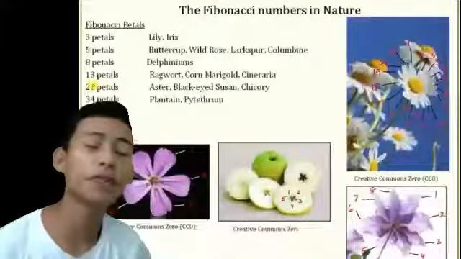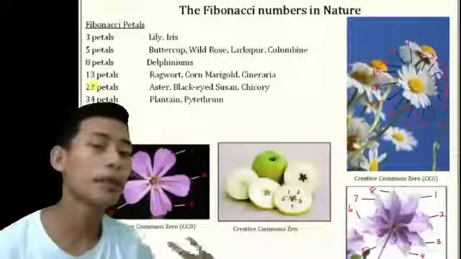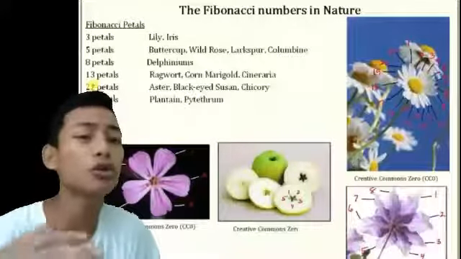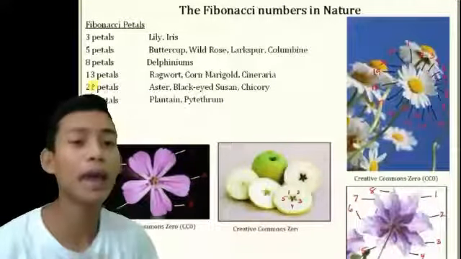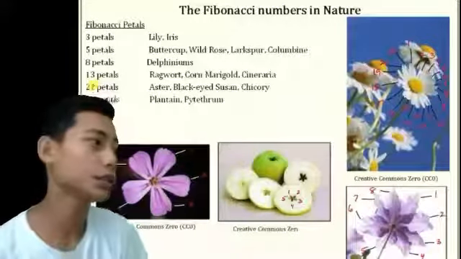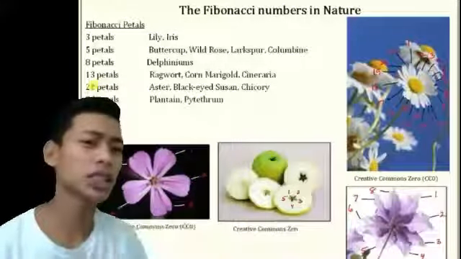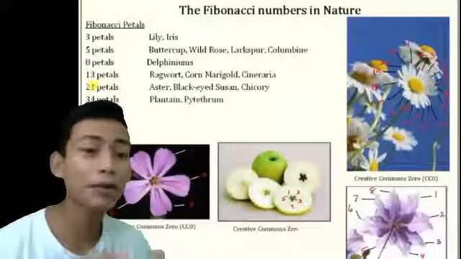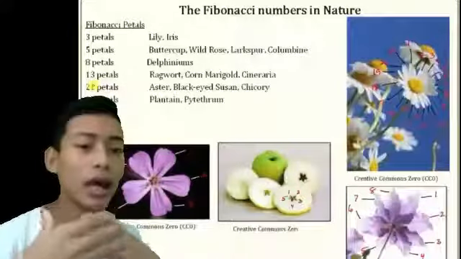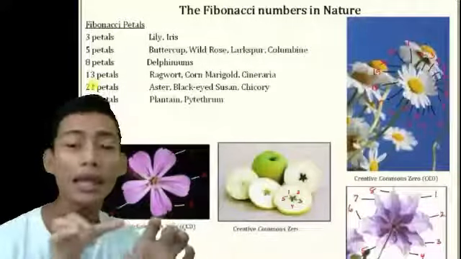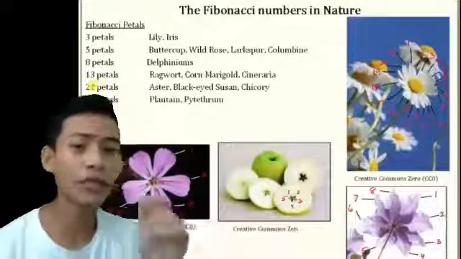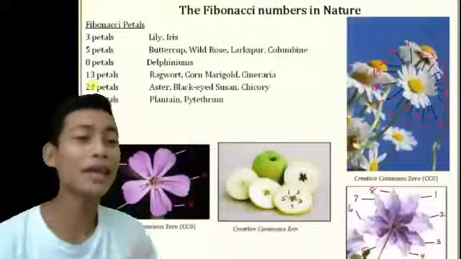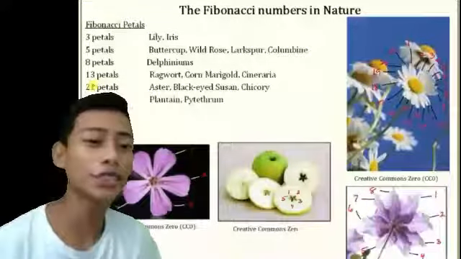Another example here is the Fibonacci sequence in nature. The best example here is a flower. A flower has petals, so we can count these, and we can apply the Fibonacci sequence here. So 3 petals, 5 petals, 8 petals, 21 petals, and 34 petals. From the count of petals, we can make a sequence. So 3 plus 5 is equal to 8. So 8 plus 5 is equal to 13. So we applied the Fibonacci sequence here.